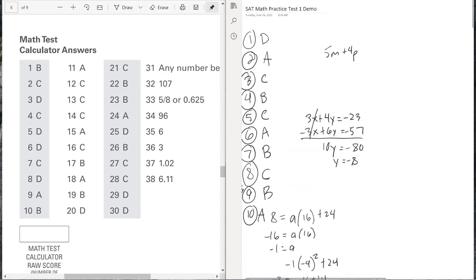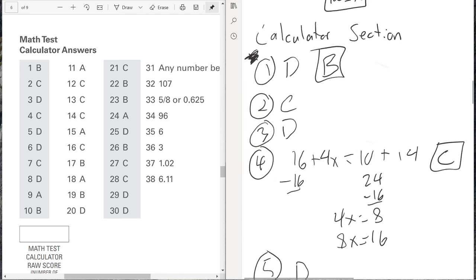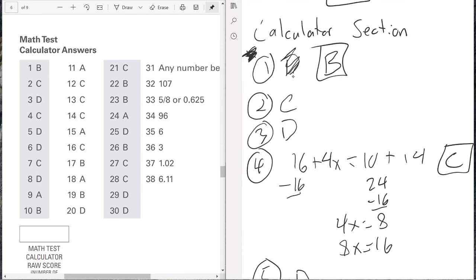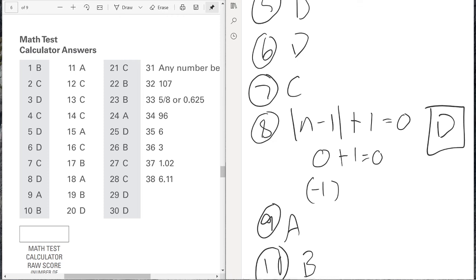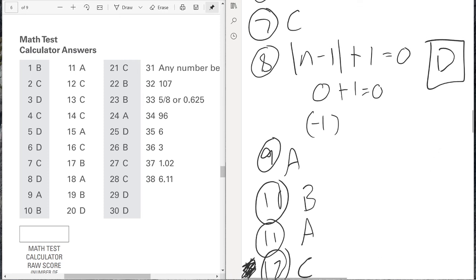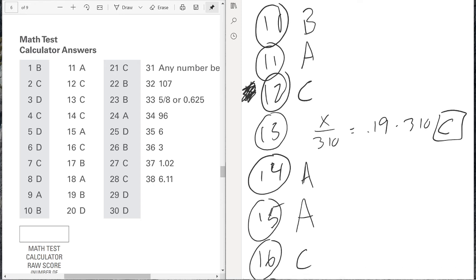So go all the way back to the beginning. Oh, too far. There we go. Okay. So B was what I ended up locking in. I'm glad I did. All right, so B was right, 2 is C, 3 is D, 4 is C, 5 D, 6 D, 7 C, 8 D, 9 A, 10 B, 11 A, 12 C, 13 C, 14 was C.